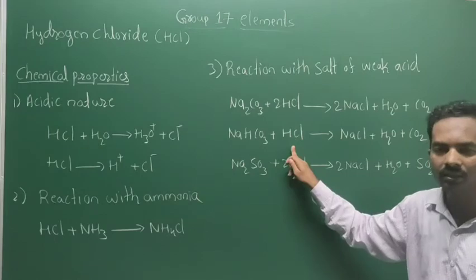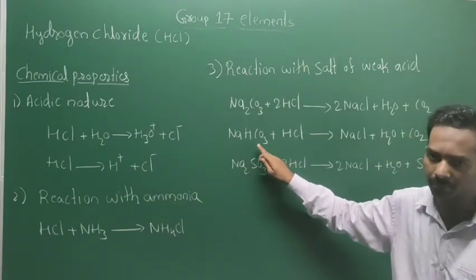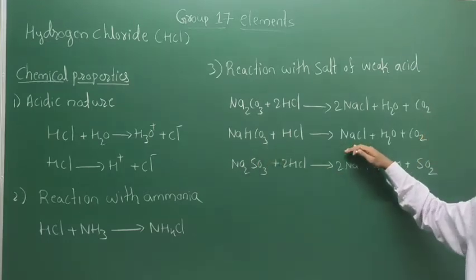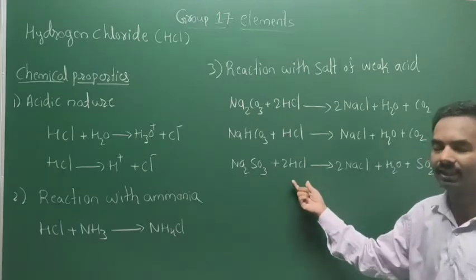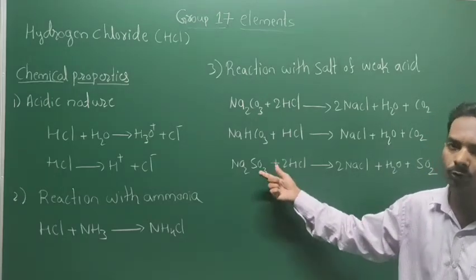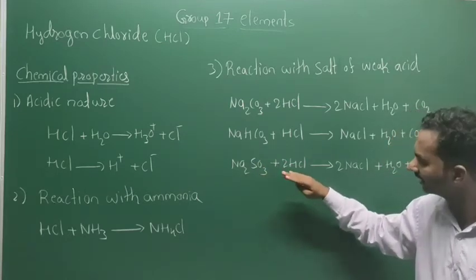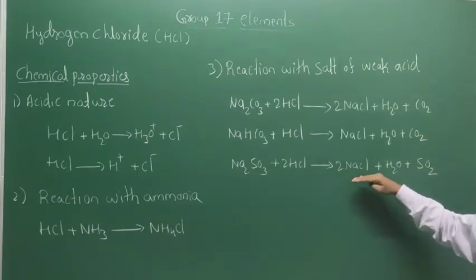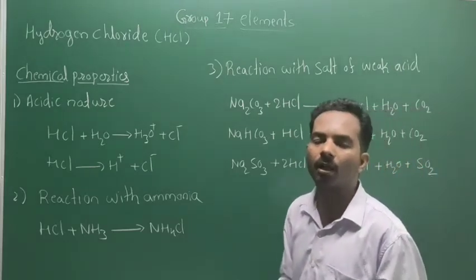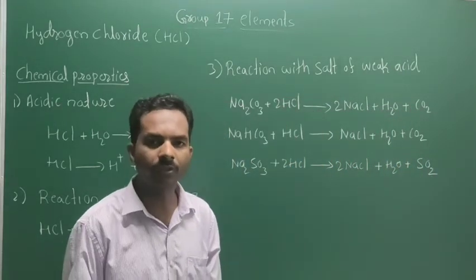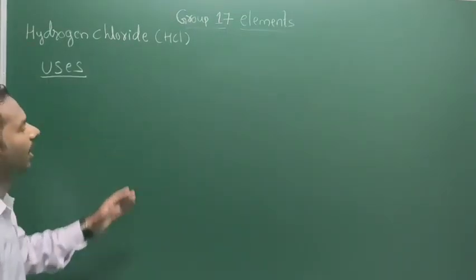Similarly, HCl reacts with sodium hydrogen carbonate, sodium bicarbonate. So here formation of NaCl, water with carbon dioxide. Similarly, HCl decomposes salt of sulfide, sodium sulfide. It reacts with HCl to form NaCl along with sulfur dioxide and water. So here this is about the chemical properties of hydrogen chloride. Next we move towards the uses of hydrogen chloride.